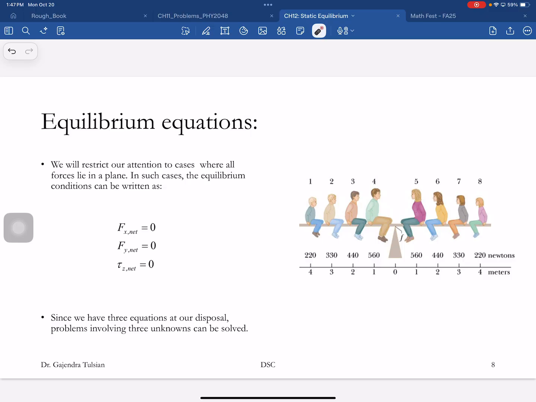Now when you get to your engineering classes, then you'll consider forces in three dimensions when you have structures and stuff like that, and then you'll have torques in three directions. So you'll have 6 equations. When you consider the forces on bridges and stuff like that, or on a building, you'll have forces in three directions and torques in three directions. Okay, 3 component torques.